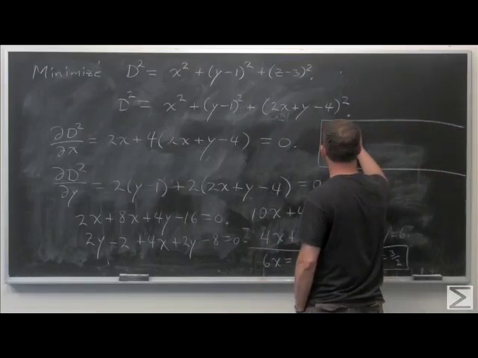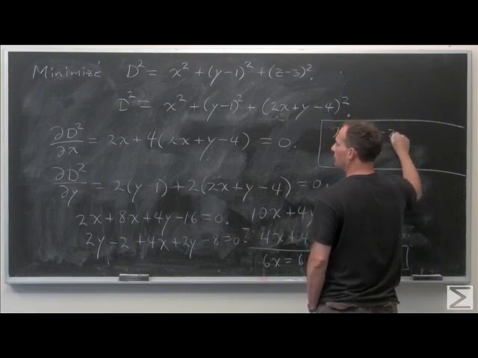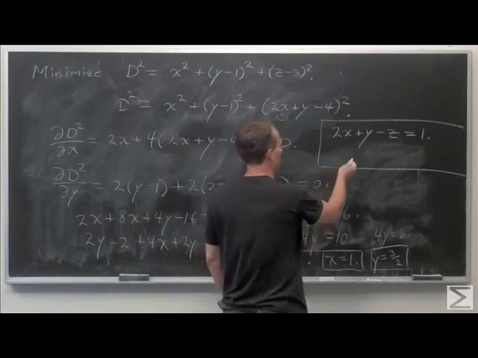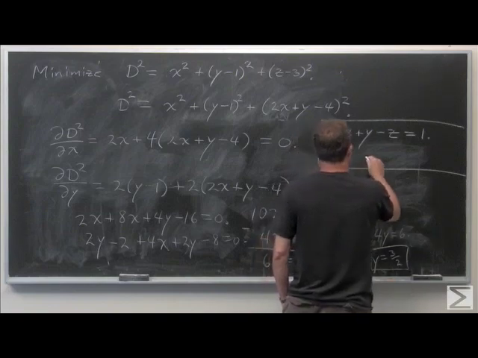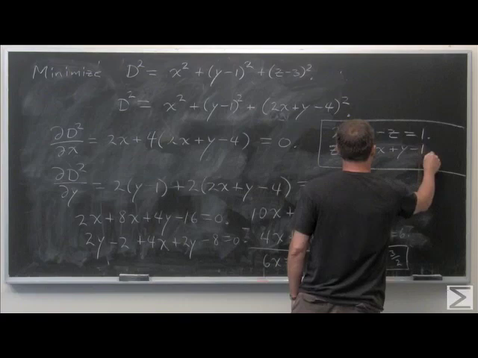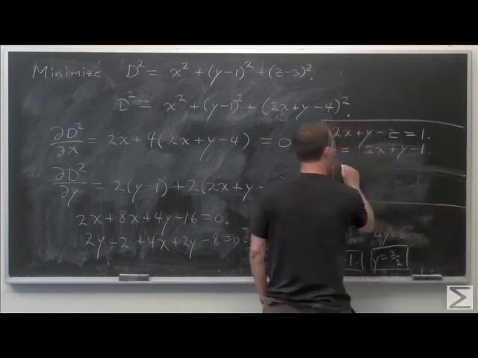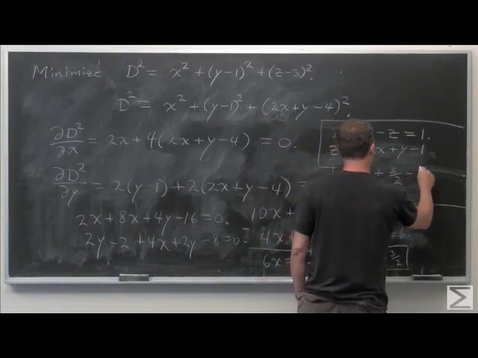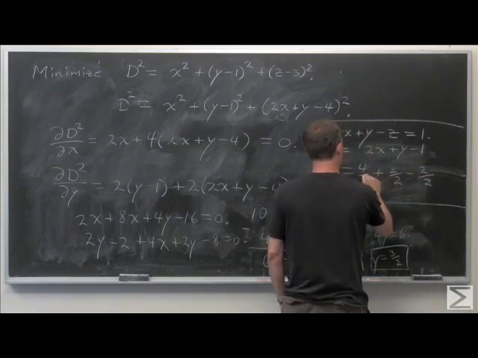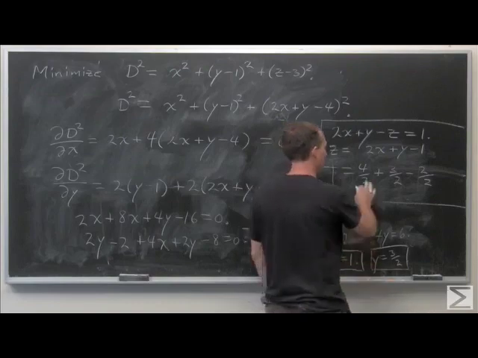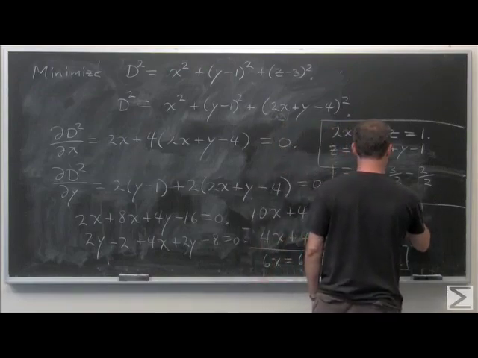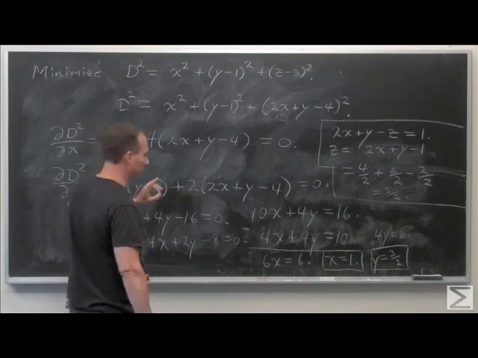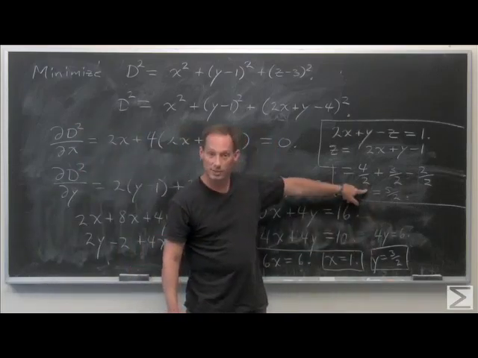Right? We had 2x plus y minus z equals 1. And now you have to solve for z. In fact, we had already rearranged this: z is 2x plus y minus 1. So the z coordinate that we're after is 2 times x, that's 2, plus 3 halves, minus 1. Writing everything in terms of halves, you've got 4 halves plus 3 halves minus 2 halves, so 5 halves. So the point on the plane closest to 0, 1, 3 is x equals 1, y equals 3 halves, z equals 5 halves.